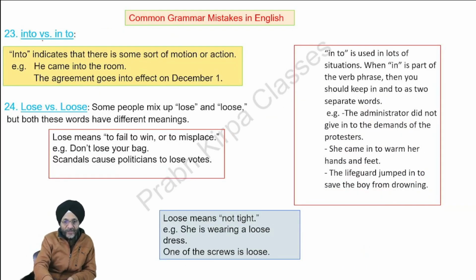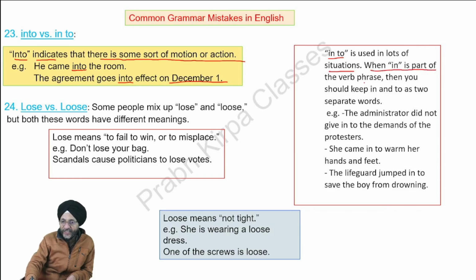Then into versus in to. Into, it is written collectively, indicates there is some sort of motion or action. For example, he came into the room. The agreement goes into effect on December 1. Into is used in a lot of situations.